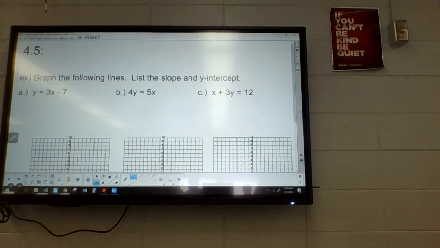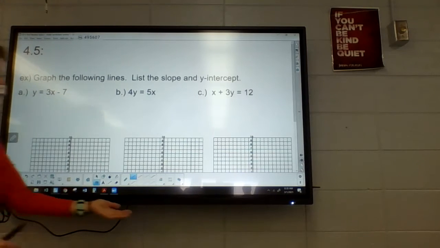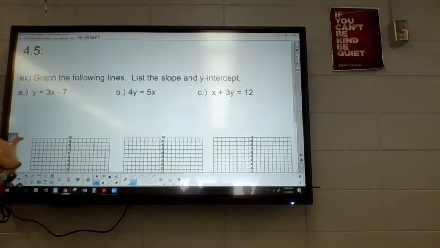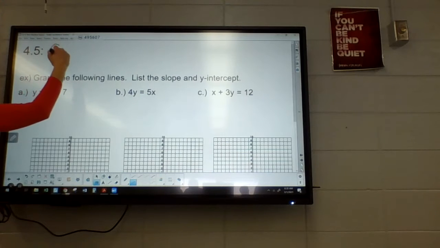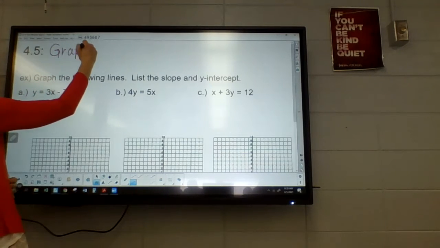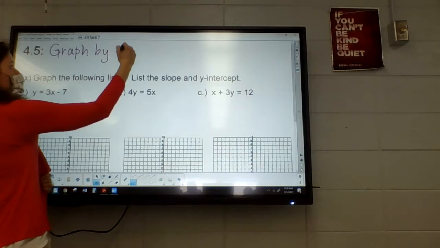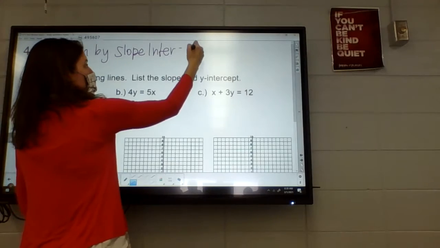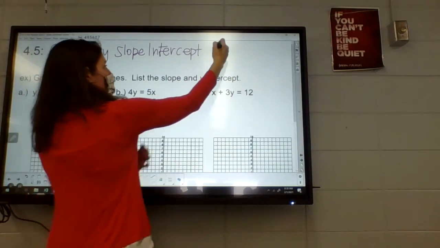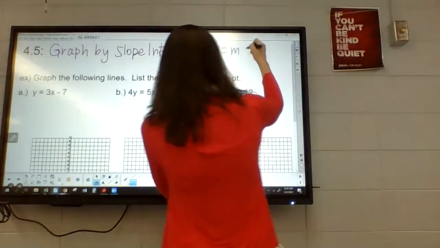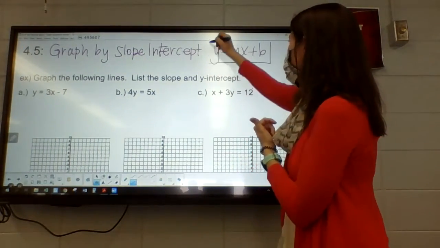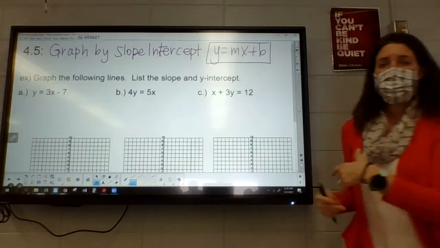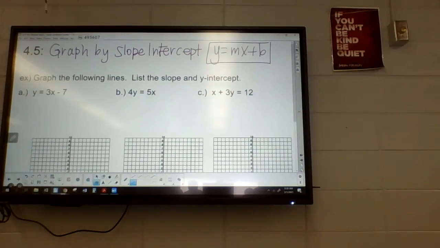So the other formula we need, it wants us to list the slope and the y-intercept. What they're getting at here is on the test, I'll tell you, graph by slope-intercept form. And when I say that, I mean y equals mx plus b. And I'm assuming this is the way you guys like to graph the most. It's the way I like the most. I think it's the easiest, especially if it's already in that form for me.